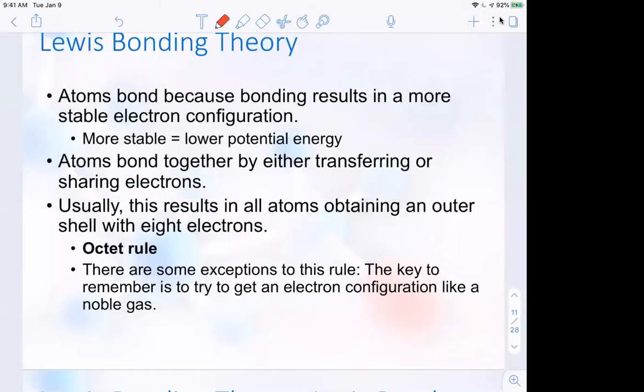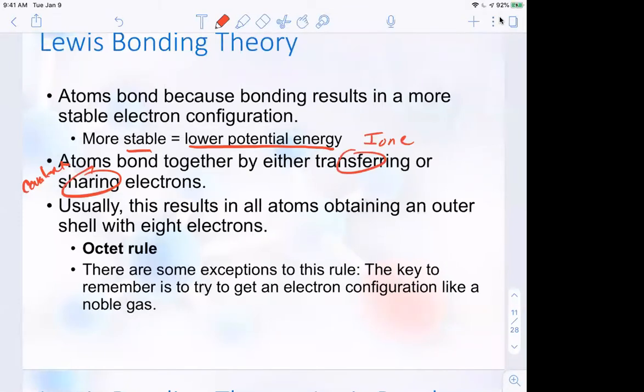Now, atoms bond because bonding results in a more stable electron configuration. Remember, I want to be like a noble gas. If I'm more stable, I have a lower potential energy. So in order to get this stability, atoms will bond together by either transferring, in the case of ionic, or sharing, in the case of covalent, their electrons with one another.